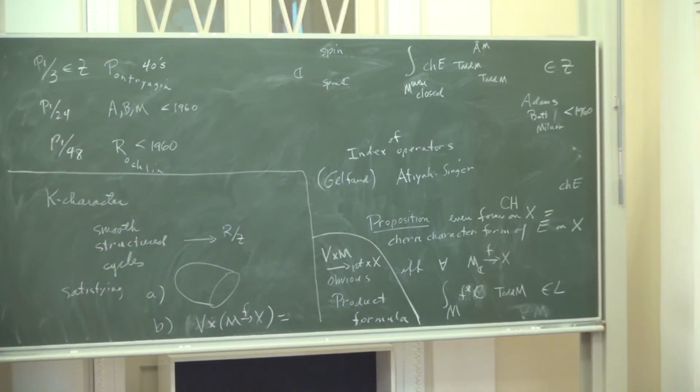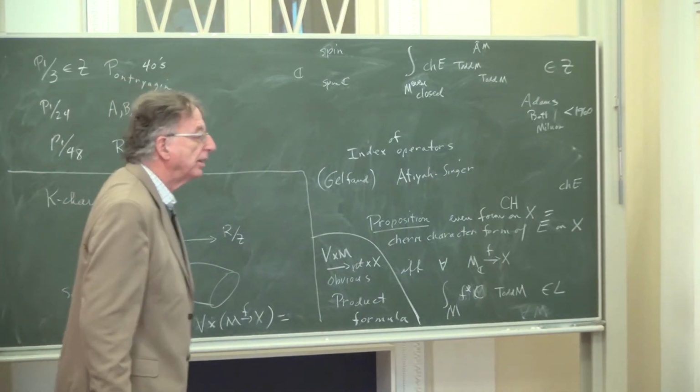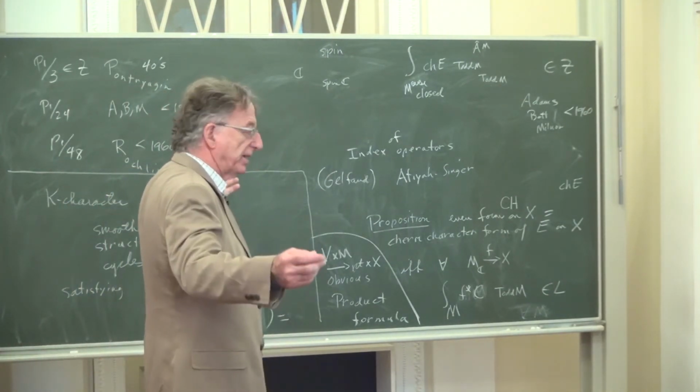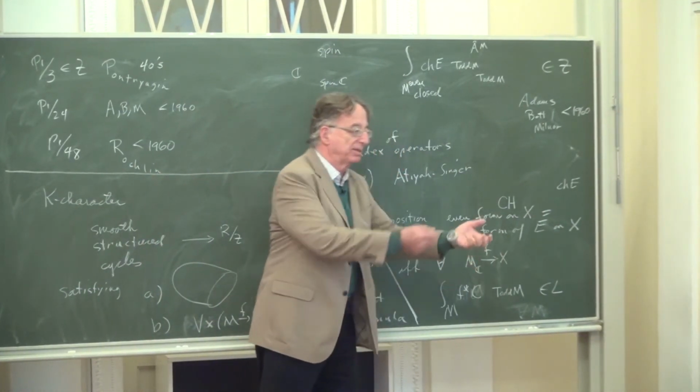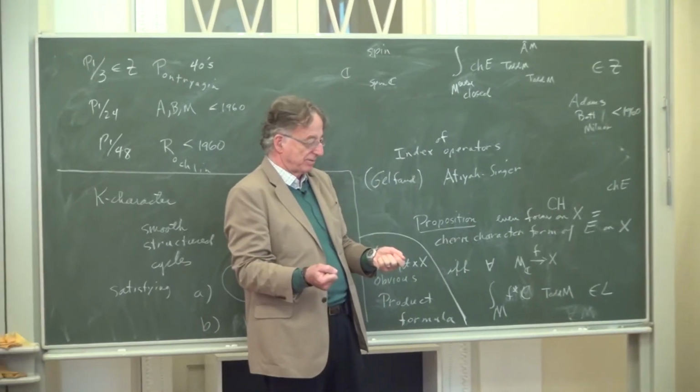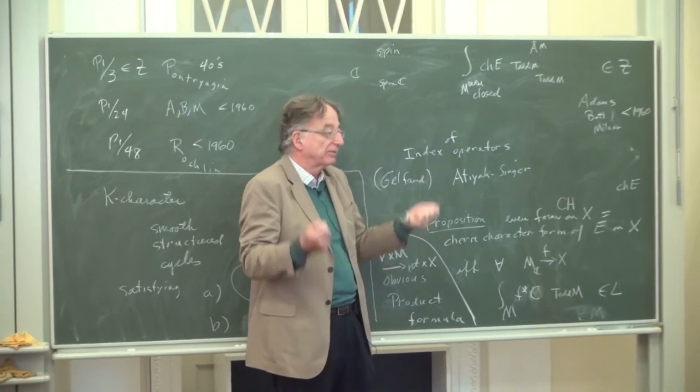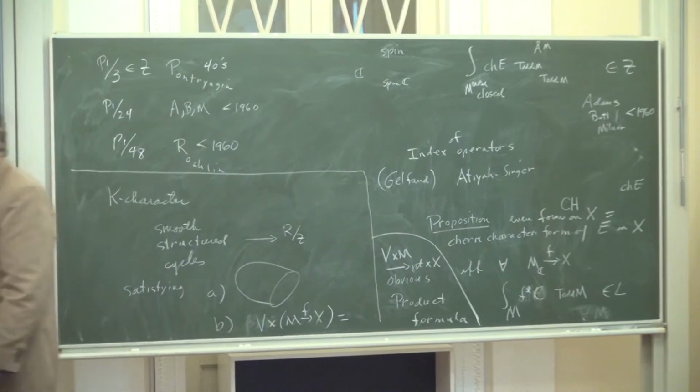Just for an arbitrary form from the beginning. What? An arbitrary form from the beginning, and then you have to test it on every closed manifold mapping in, and you have to get an integer. It's a necessary condition, and it's sufficient. So that's the statement. You can never forget it.